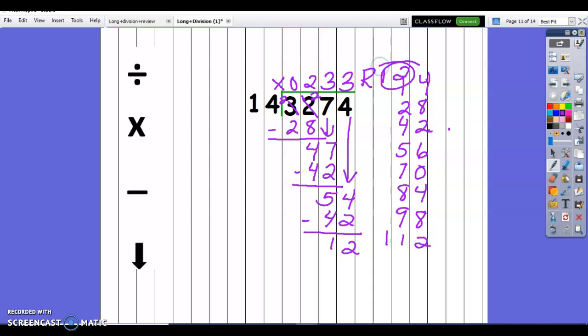Now, these get a little bit more tricky. So it is super duper important to write out your multiples. That takes a little bit of time. So make sure you're doing that as part of your steps. We're going to practice one more.